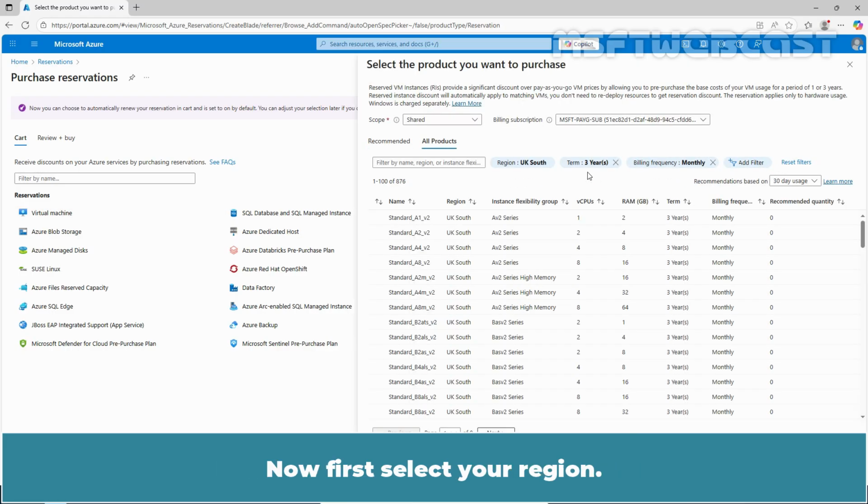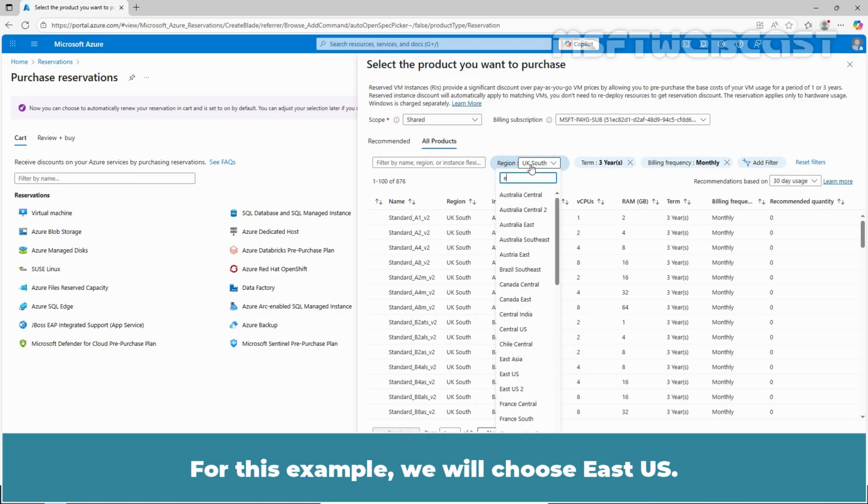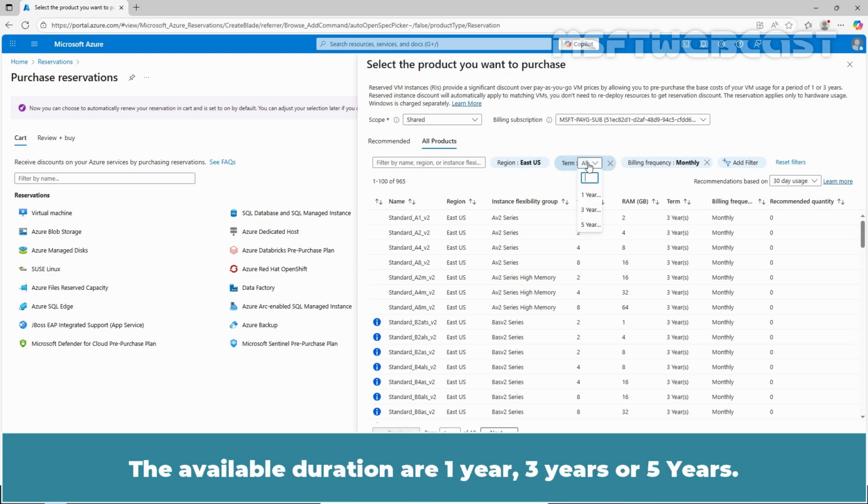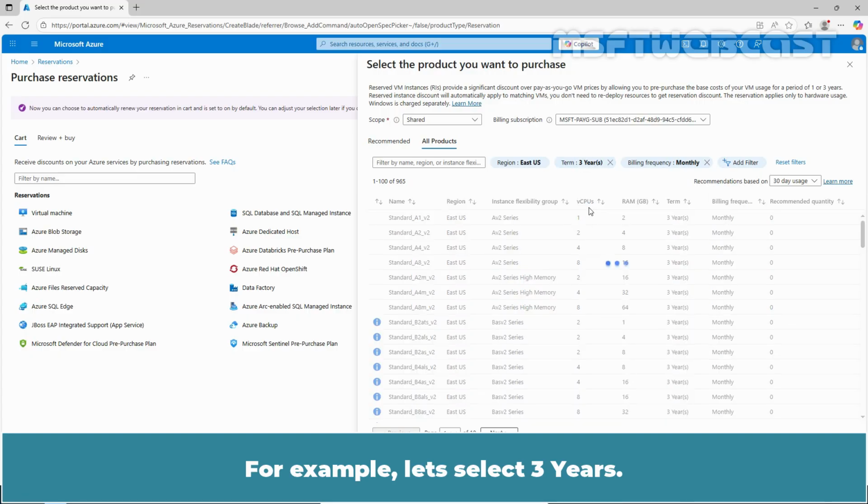Now first, select your region. For this example, we will choose East US. Next, you can set up the duration for the reserved instance. The available durations are 1 year, 3 years or 5 years. Choose the duration as per your requirements. For example, let's select 3 years.